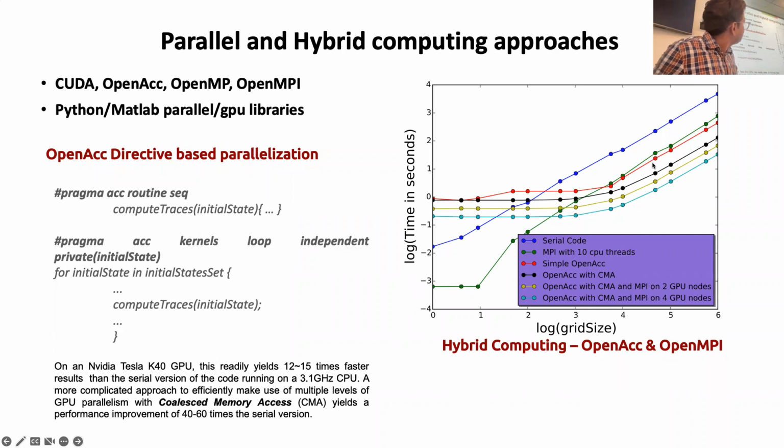So I think, this is the blue on the top is the serial version of the code, and at the very bottom, it's parallelized with OpenACC and then MPI to communicate between multiple GPUs. Then you see a couple of orders of performance improvement.